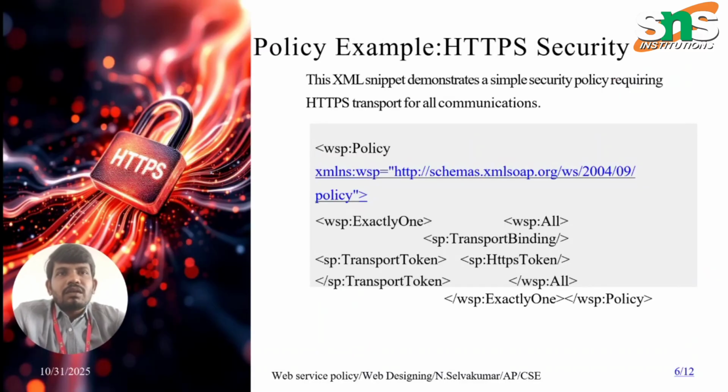This is a simple policy example using HTTP security. This policy mandates that all SOAP messages use HTTP transport with strong tokens, so no HTTP fallback is allowed. The nested structure is precise: ExactlyOne means one alternative is selected, and All means all nested assertions are mandatory. In design thinking, this is the ideate space, exploring a combination that ensures flexibility and security simultaneously.